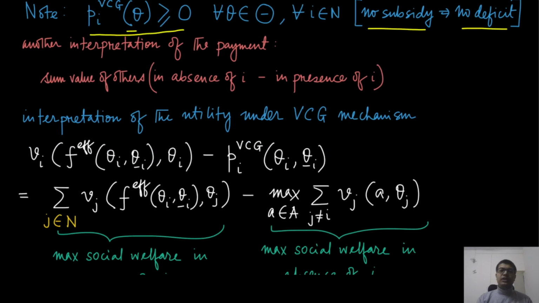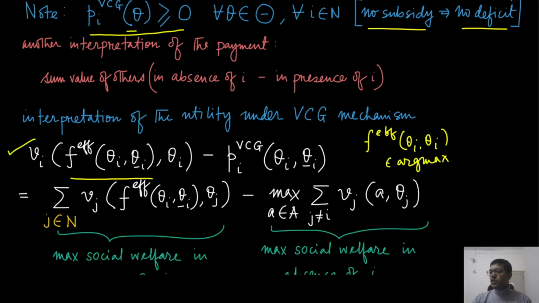We can also interpret the utility in the VCG mechanism just by rewriting this in a careful manner. We know that the utility of player i will be the valuation of that player under that efficient allocation. Remember that this efficient allocation is just trying to solve the same problem with all the players together. So f efficient of (θ_i, θ_-i) is essentially the argmax of the sum of all the valuations, v(a, θ_i) for all the players, over a in A. That is just for reference.